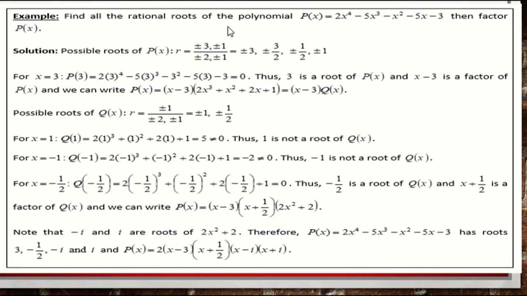Find all the rational roots of the polynomial p of x is equal to 2x to the power of 4 minus 5x cubed minus x squared minus 5x minus 3. Then, factor p of x. Okay, this is the solution. Possible roots of p of x.